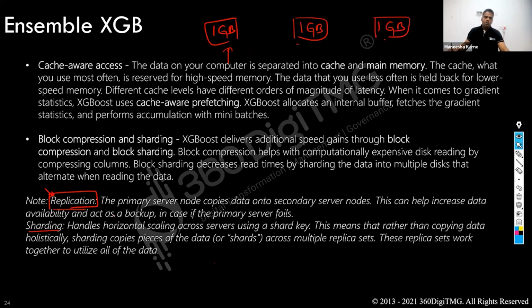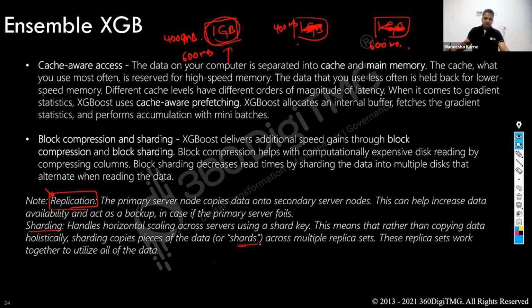Within sharding, you only take certain pieces of this 1 GB data. Out of 1 GB data, say 400 MB will be here. Another 600 MB will be here. Not the entire 1 GB. That's called sharding, right?